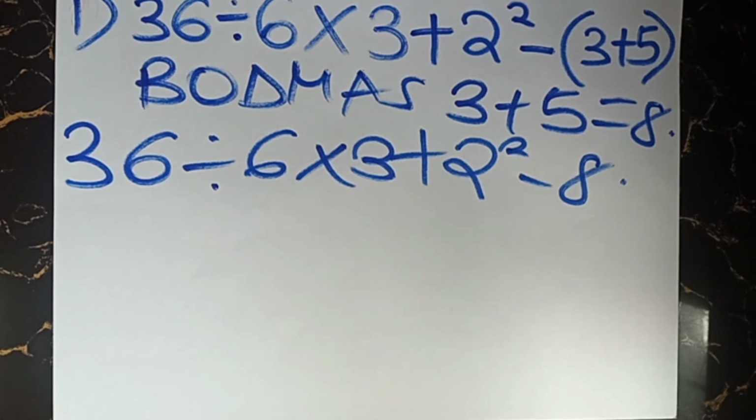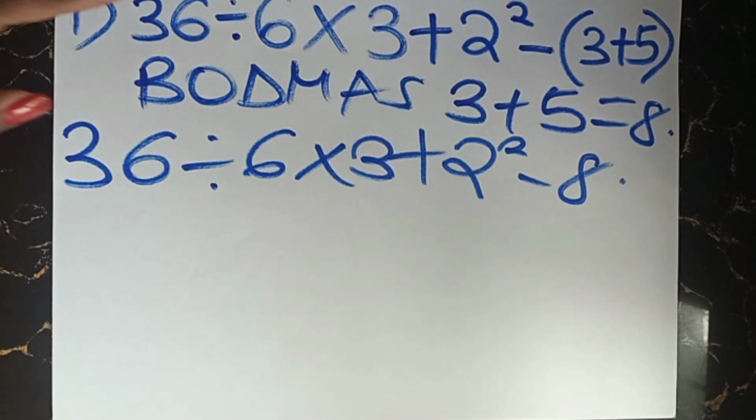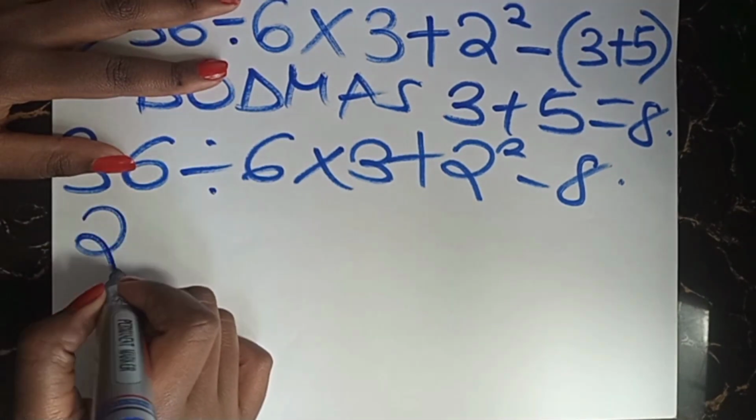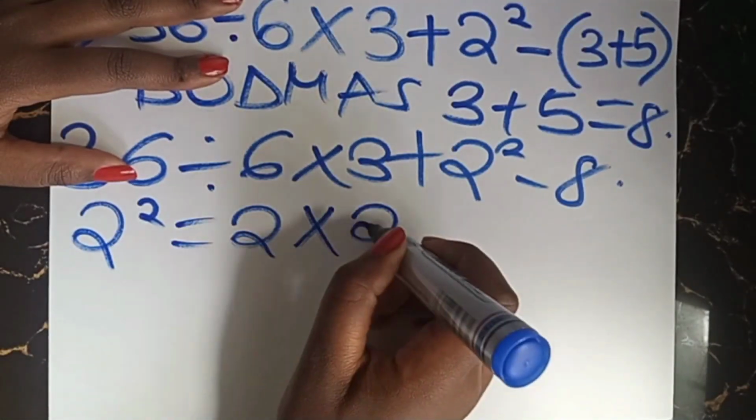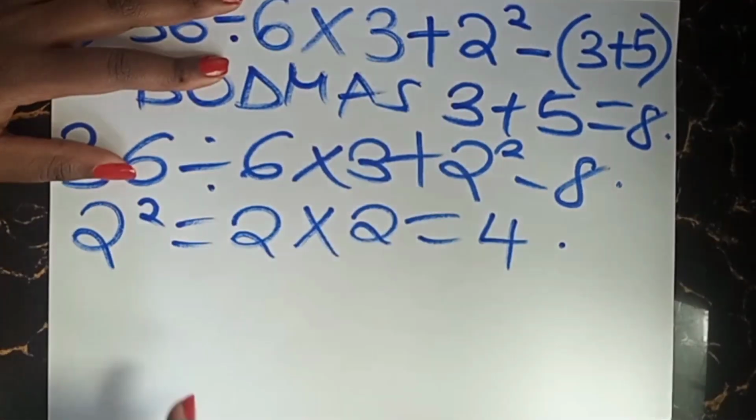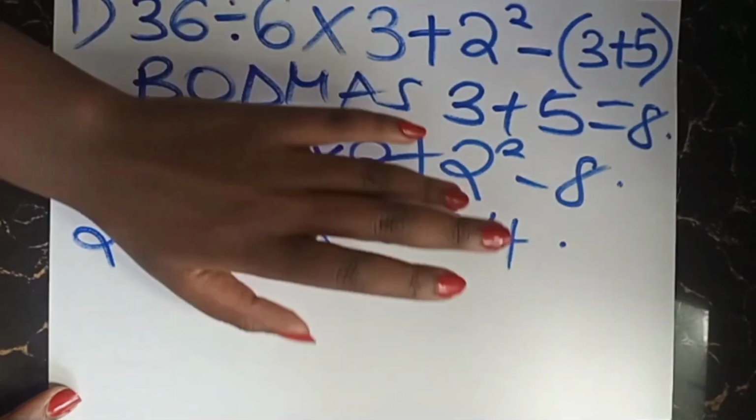Yes. So the next thing we need to do is the order. Okay, so we'll need to remove any power that we have. Are we together? So we have a power here, and we know that 2 squared is the same thing as saying 2 times 2, which is 4. Okay, so that means that we'll replace this 2 squared with 4.